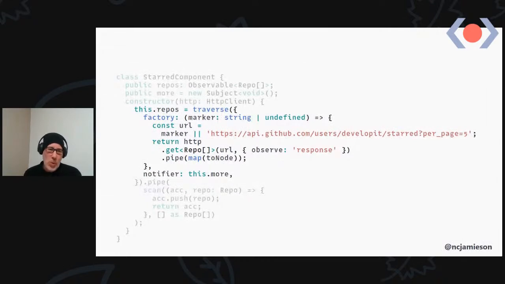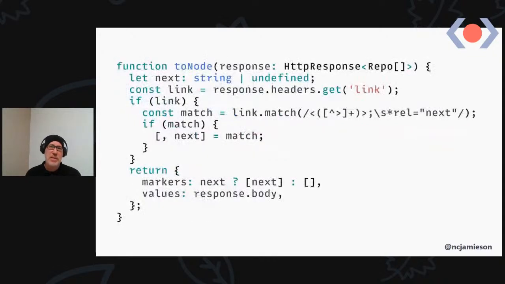We're going to call get using these options where we say we want to observe the response because we need the header. So when we receive the response from the GitHub API, the headers that come with the response will include links, and those links are what, in this example, constitutes the marker. So we take the response and we map it using a toNode function. Now, the toNode function looks like this.